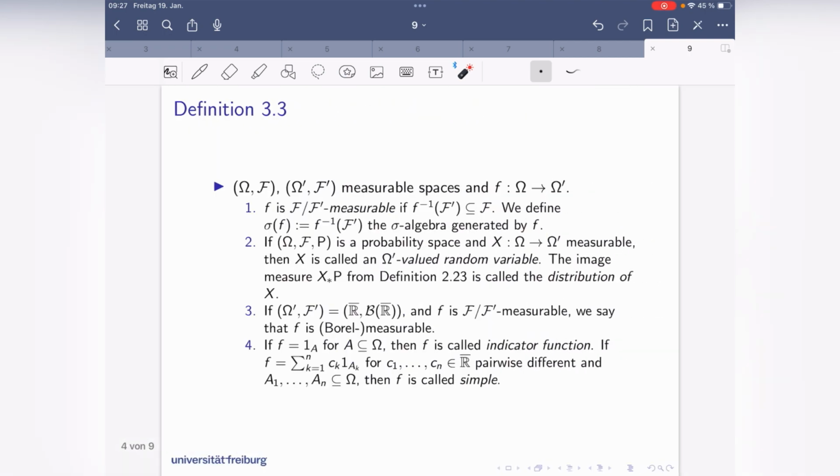Let's define several things. Maybe we had this already, maybe we didn't call it like this. So I need two measurable spaces, omega and omega prime. And a function is F-F' measurable if the pre-image of F' is a subset of F.